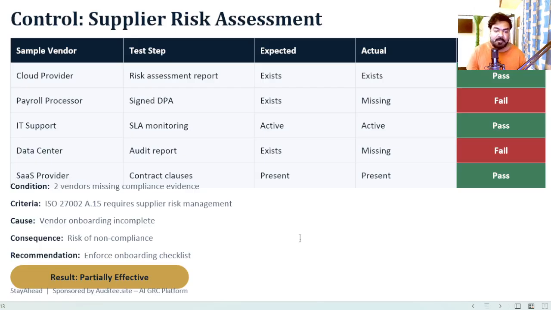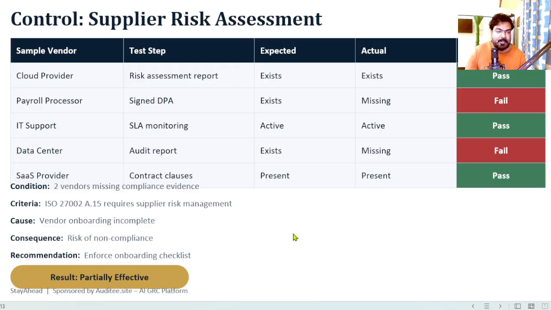So we write this up using the standard finding structure. Condition: 2 vendors are missing compliance evidence. Criteria: ISO 27002 A15 requires supplier risk management. Cause: vendor onboarding was left incomplete. Consequence: risk of non-compliance. Recommendation: enforce the onboarding checklist.